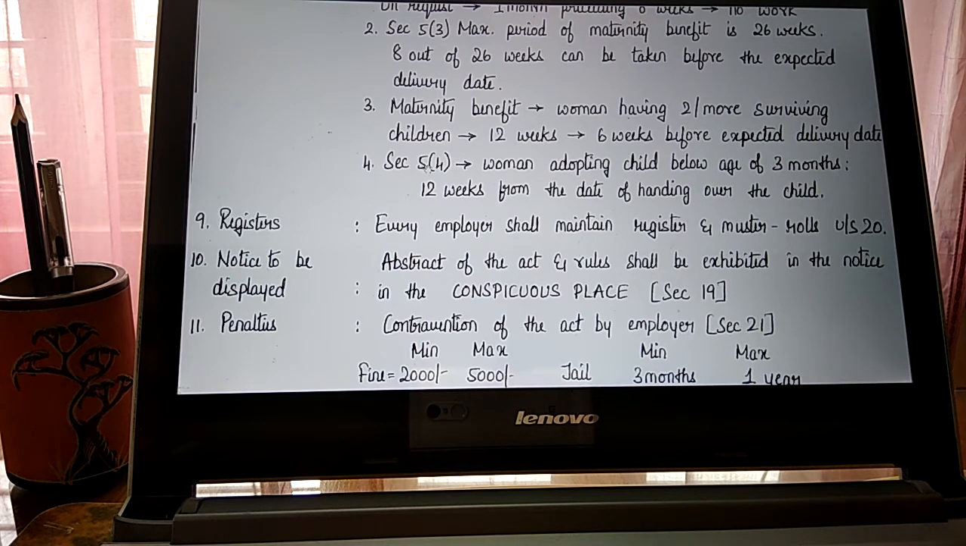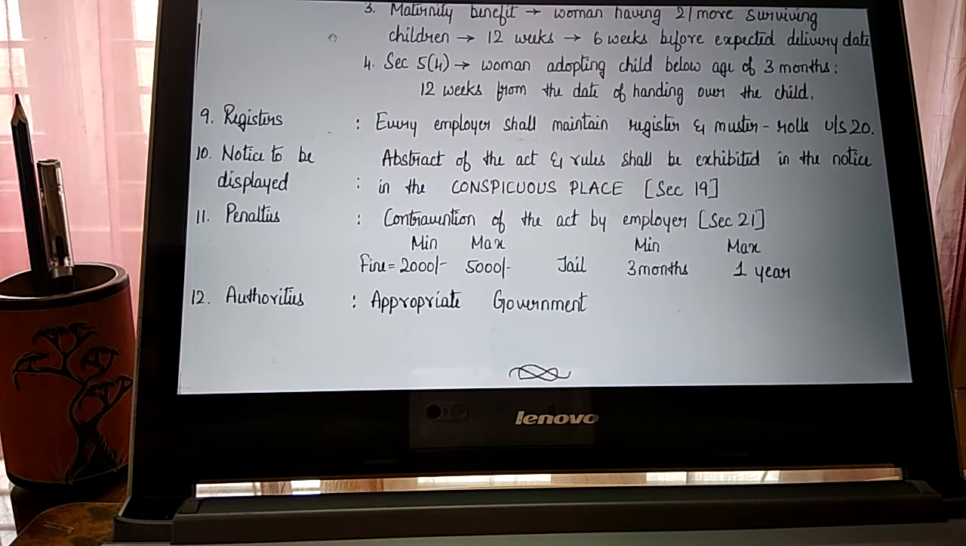And section 5 subsection 4, women adopting a child below the age of 3 months. So even in the Amendment Act, they have given a provision for adoption. If a woman adopts a child, even then she is going to get the benefit of the Maternity Benefit Act. And what are the registers? Point number 9. Every employer shall maintain register and muster rolls under section 20. So this is the important provision relating to registers.